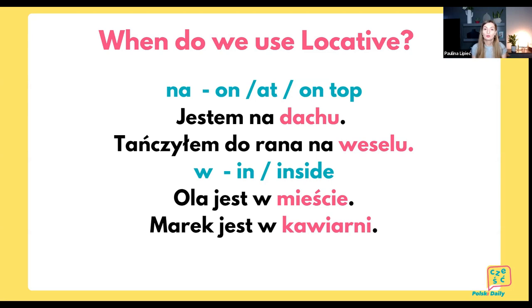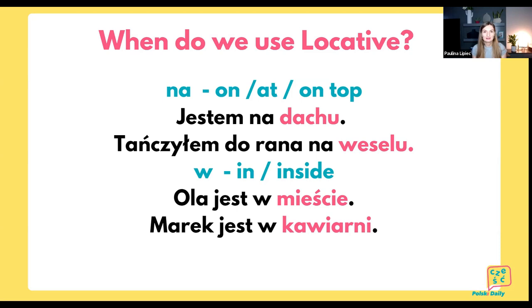So when you have a flat surface and something is on top of it, you say na. When you're at some event, you say na. And when you're in an open space, like a beach, then you also would say na. And on the islands. Here we have two examples, pretty simple examples. Jestem na dachu. I'm on the roof. Tańczyłem do rana na weselu. I was dancing at a wedding party, wedding reception, until the morning.